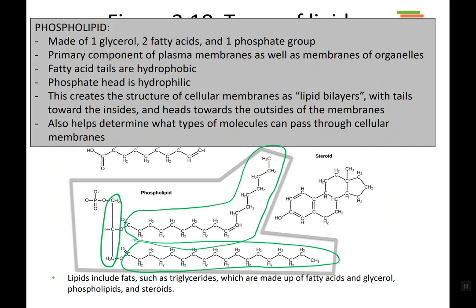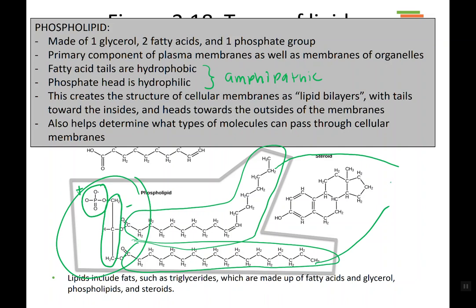So there's a kind of molecule that is called amphipathic. And that means that it has components that are hydrophobic and components that are hydrophilic. So the reason that this has a hydrophilic area is because phosphate, PO4, is an ion, so it's PO4 minus. And that means that there is a plus here and a minus here, so the head is hydrophilic. These tails, however, are not hydrophilic. They are hydrophobic.